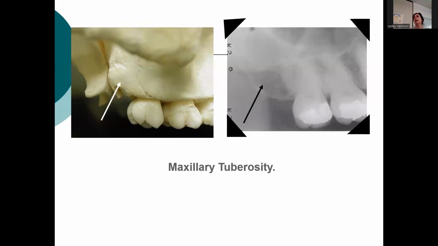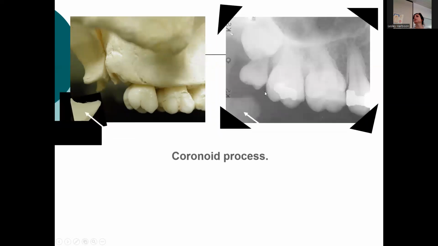Okay, another example of the maxillary tuberosity, no tooth in that one. Coronoid process, this is a good image of the coronoid process. We're in the lower corner down by the molars, the only place you'll see a coronoid process. You won't see it here, here, here, only here down by the molars.